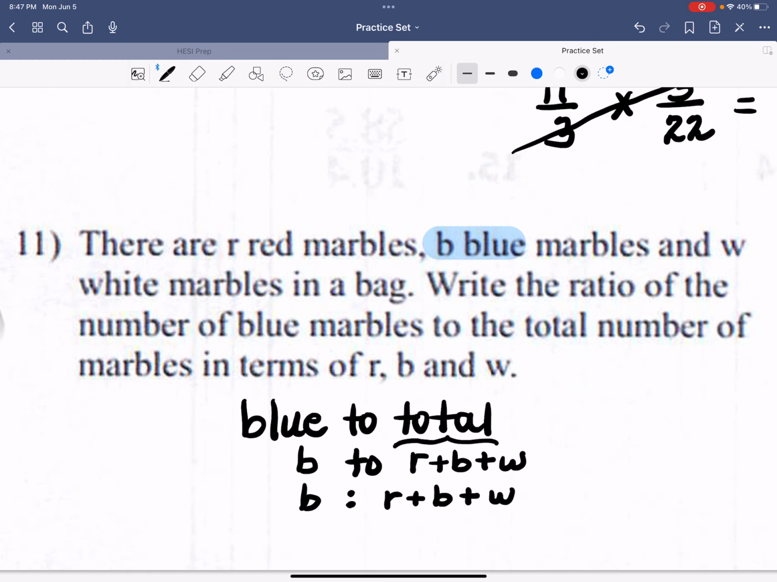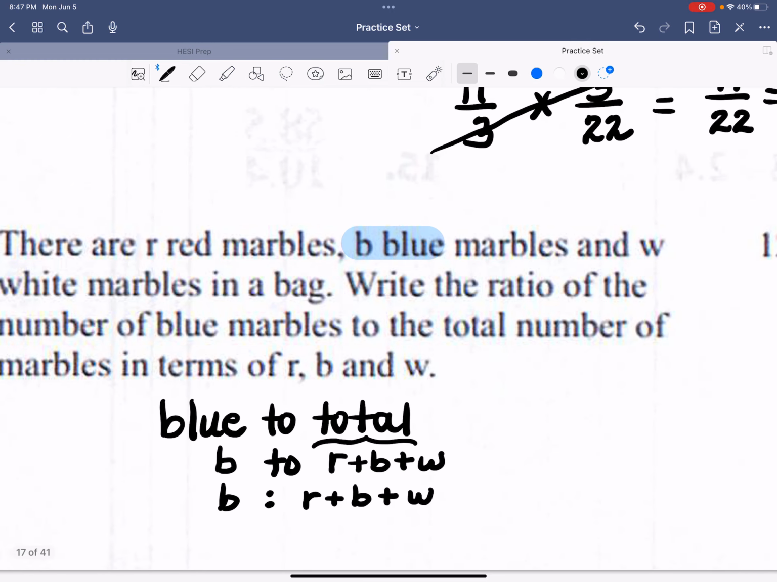But if I were a betting person, I would bet the answer would look like this, because we could also write it in fraction form. You might also see parentheses around these. But don't let it rattle you. Just think about what they're asking you and use what they gave you. You can't use numbers because there are none.